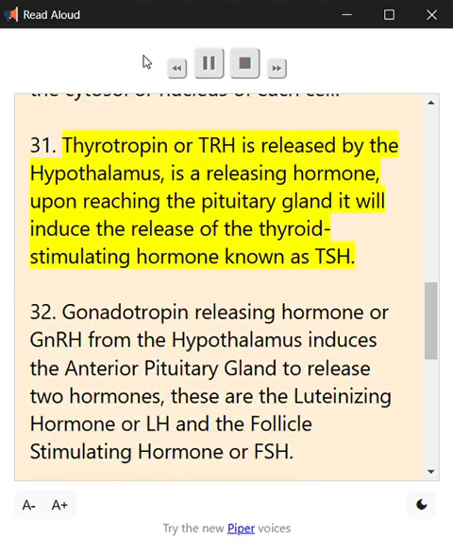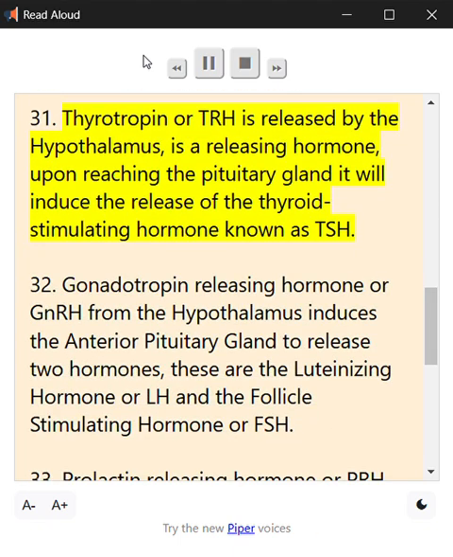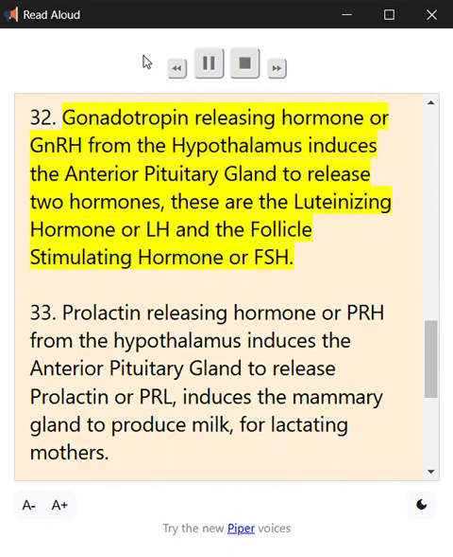31. Thyrotropin-releasing hormone or TRH is released by the hypothalamus, is a releasing hormone. Upon reaching the pituitary gland, it will induce the release of the thyroid-stimulating hormone known as TSH. 32. Gonadotropin-releasing hormone or GnRH from the hypothalamus induces the anterior pituitary gland to release 2 hormones. These are the luteinizing hormone or LH and the follicle-stimulating hormone or FSH.